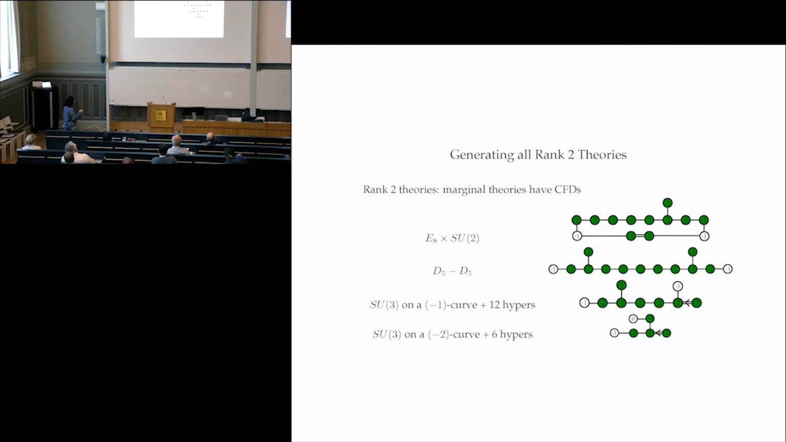There's another theory that is a starting point in rank 2, which is the D5-D5 conformal matter. So that's two E-strings colliding. There the marginal CFD looks like this. This is just the D10 affine Dynkin diagram with 2 -1 curves at the end, and then there are these two other starting points which look like this. These are quotient identifications of some simply laced diagrams.